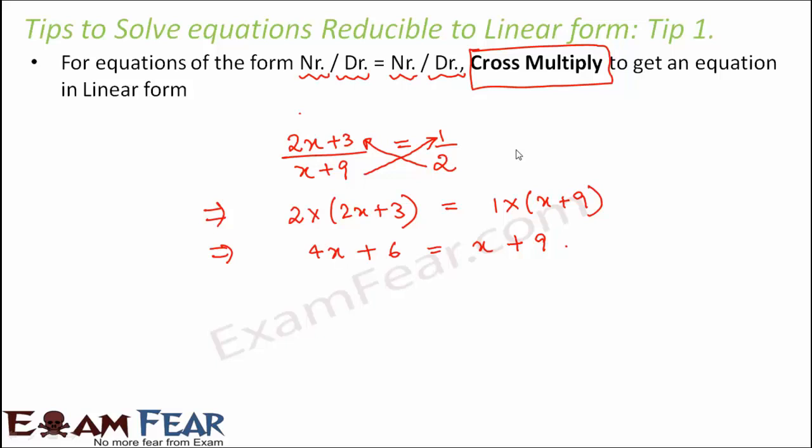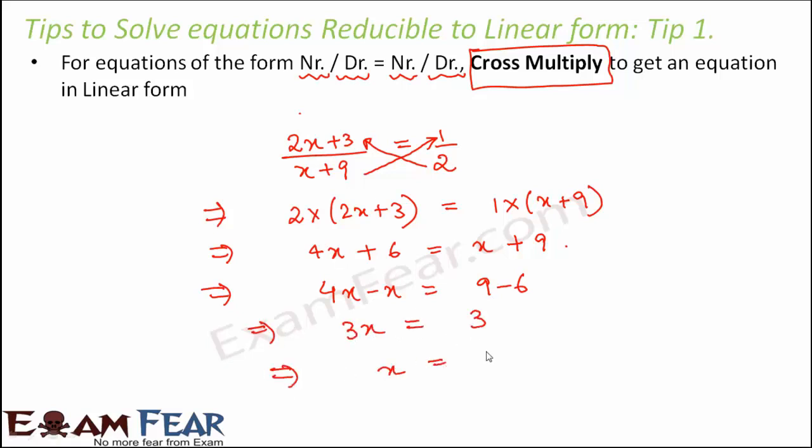In this case, all you need to do is cross multiply with the denominator on the other side. So this is what you get. Now you put all the variables on one side and all the constants on the other side. So you get 3x is equal to 3, or x is equal to 3 divided by 3, that is equal to 1. So x is equal to 1 would be a solution for this equation. So you see, even though the equation looked complex, we could very easily solve it.